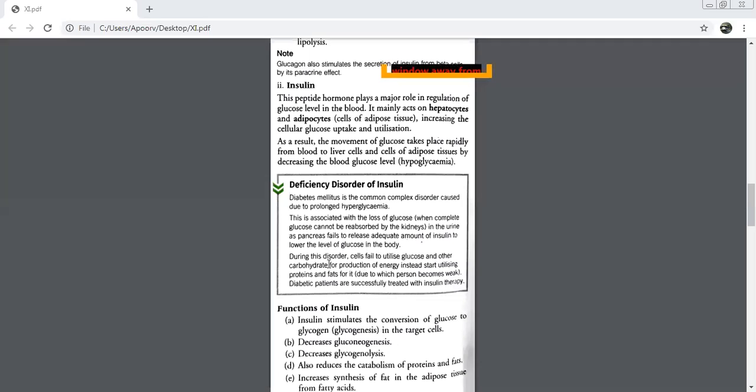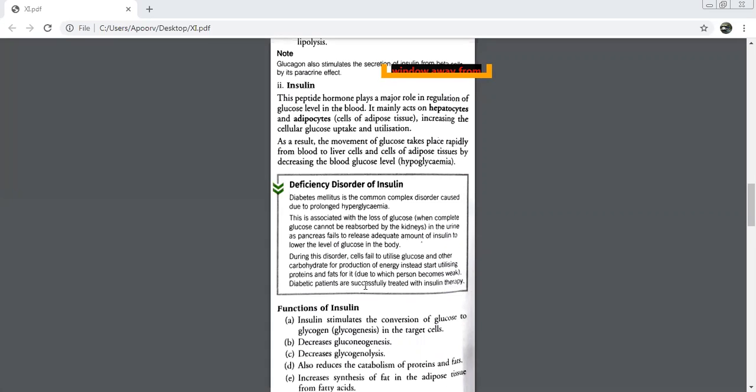Instead, they start using proteins and fats for getting energy. Normally, glucose gives us energy. Whenever we run athletics or something, to give you energy immediately, what is given is glucose. So the normal way is that glucose gives you energy. But in this disorder, the cells cannot utilize glucose. They cannot break down glucose to give you energy. So they start utilizing proteins and fats. If the cells start utilizing proteins and fats, the person will become weaker and weaker.